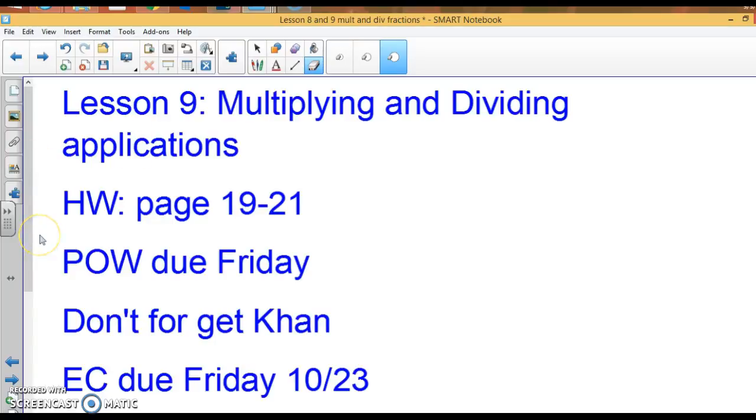We're talking about lesson 9, multiplying and dividing fraction applications. The homework is on pages 19 to 21.